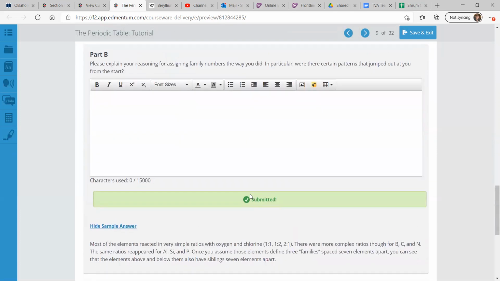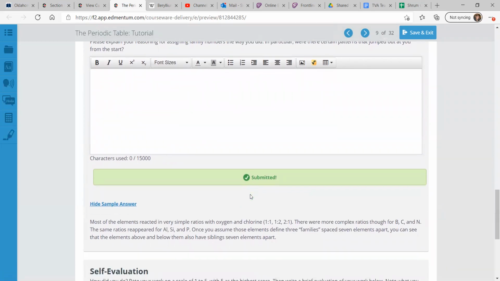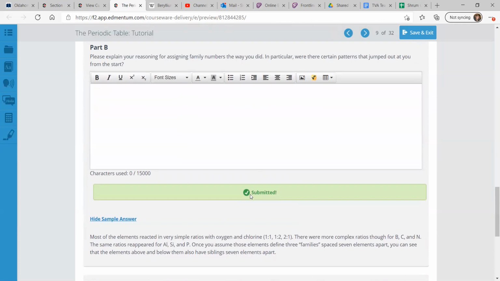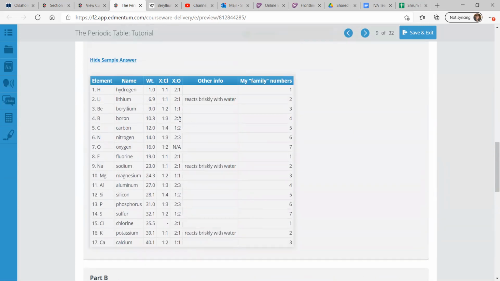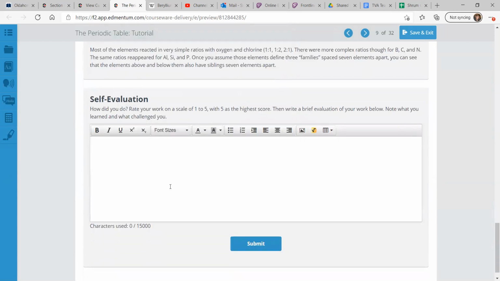So then it says, how did you assign the family numbers? Were there certain patterns that jumped out at you? For example, most of the elements reacted in very simple ratios with oxygen and chlorine: 1:1, 1:2, 2:1. There were more complex ratios though for boron, carbon, and nitrogen. So look at boron: 1:3, 2:3. Carbon: 1:4, 1:2. So those were a little different.